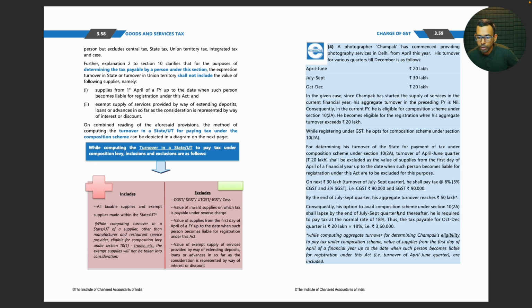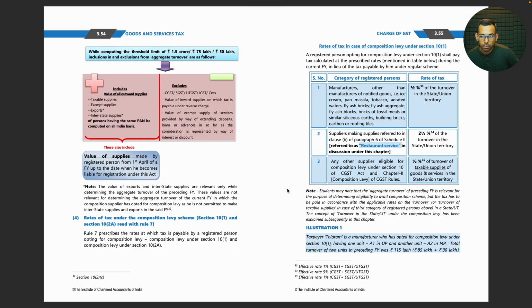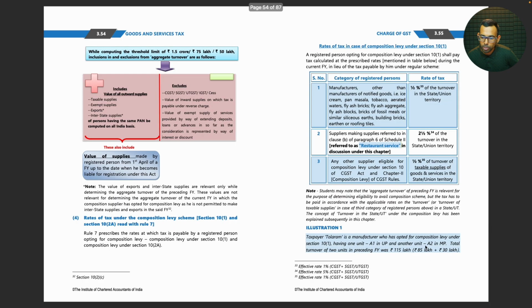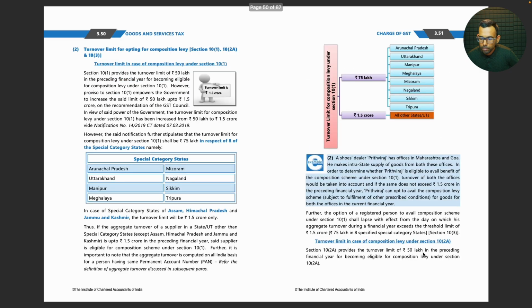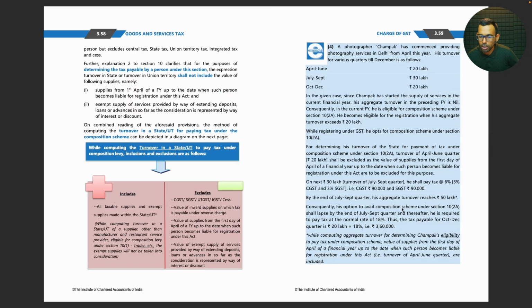Consequently, his option to avail, okay, here I have a basic doubt, including 50 lakhs or when it reaches 50 lakhs or when it exceeds 50 lakhs. Does not exceed 50 lakhs. So 50 lakhs should also be included, isn't it? Turnover limit of 50 lakhs. Okay, so I think when it hits 50 lakhs, you'll be removed from composition scheme.